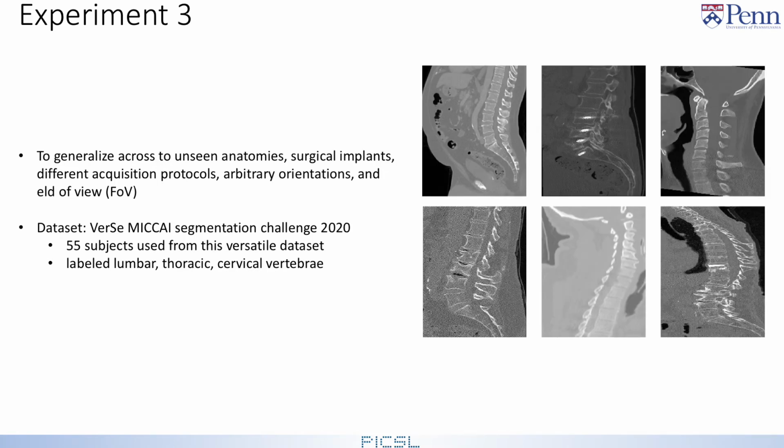In experiment 3, the model generalizes to unseen anatomies, different acquisition protocols, arbitrary orientations, fields of view, and pathology. Here we use the MICCAI segmentation challenge dataset, which has labeled lumbar, thoracic, and cervical vertebrae. The model is trained on the CSI and xVertSeg databases from experiments 1 and 2, and then tested on this dataset.